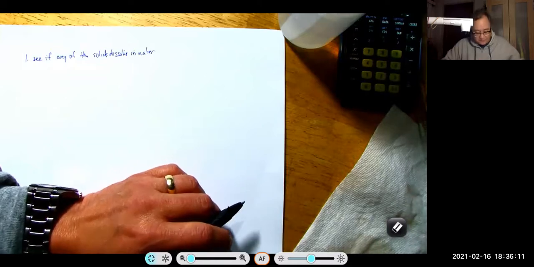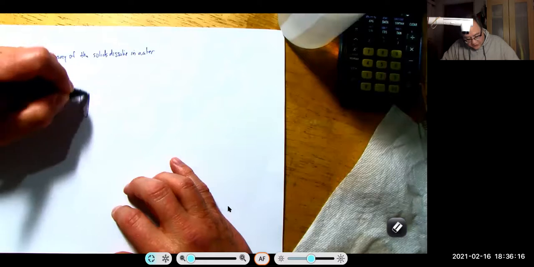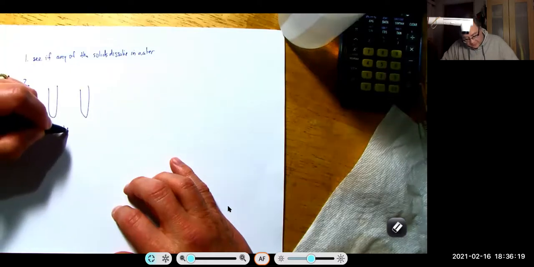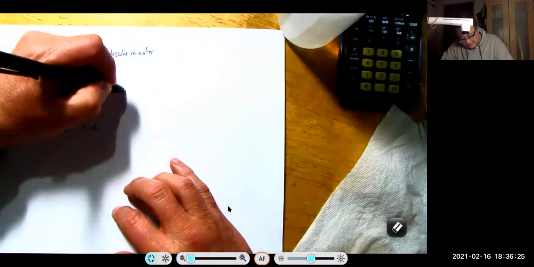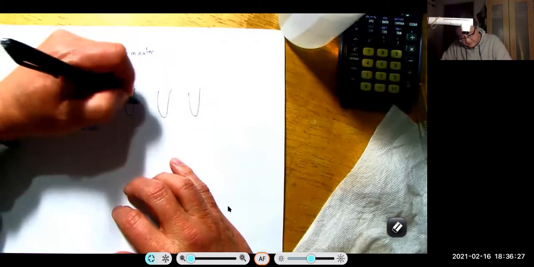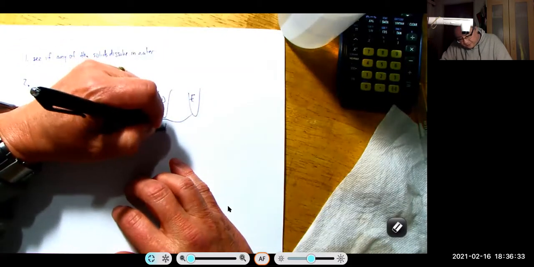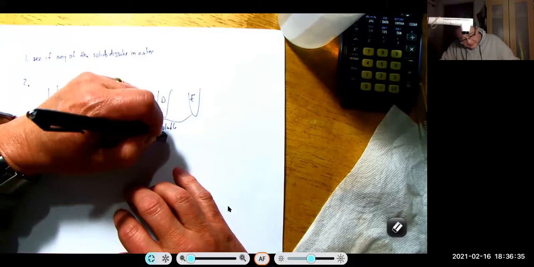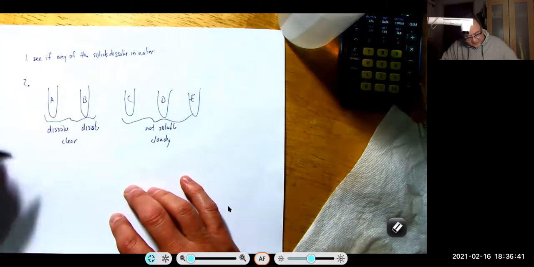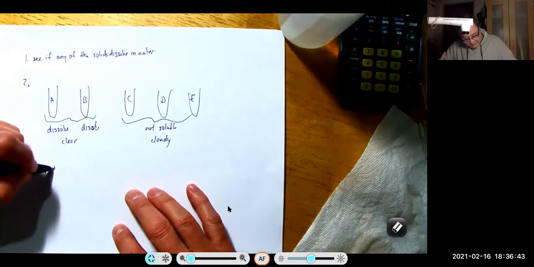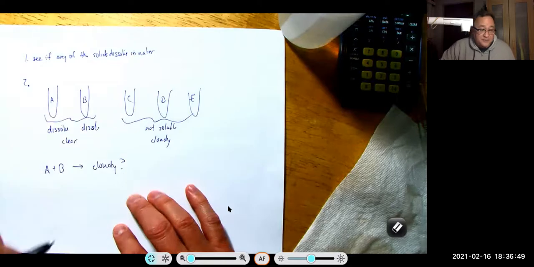Okay, thank you. The second step is, let's say that we have 2 of these dissolve. I'm going to call this A and this one B. And these are not soluble. So remember, these are going to be cloudy. These will be clear. So the second step is you take A plus B and you see if it gets cloudy, because if it gets cloudy, it's a precipitation reaction.